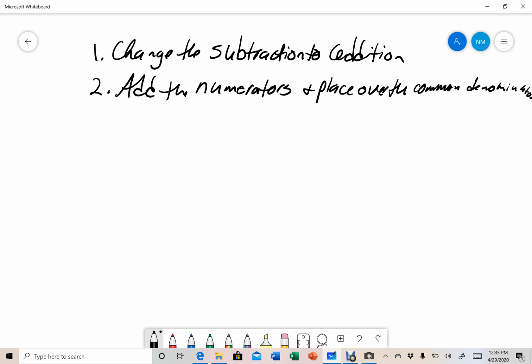You'll notice this is the same step as from addition. So once we change our subtraction signs to addition, we're basically just following our same steps as addition. We add, we cancel, we set, and then we write. So same steps as addition after we change the subtraction sign. So let's look at this process then of changing the subtraction signs.